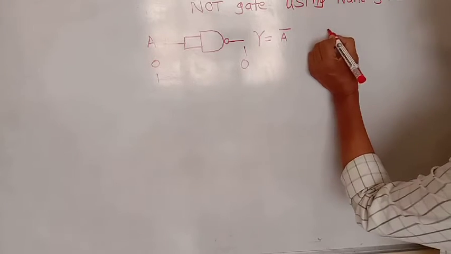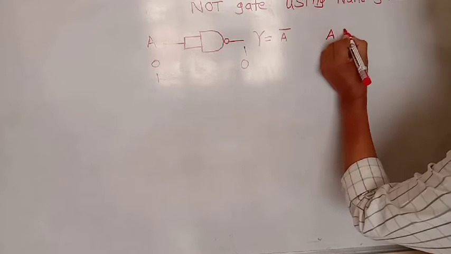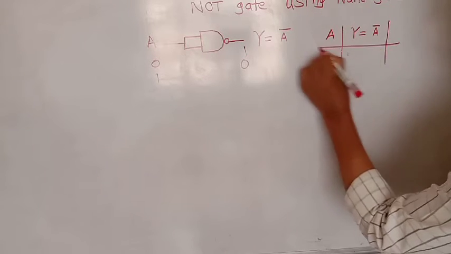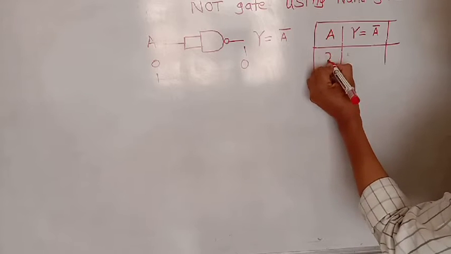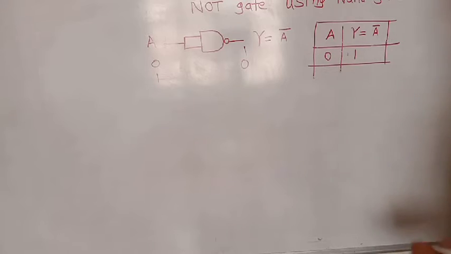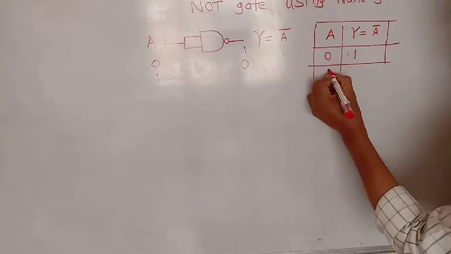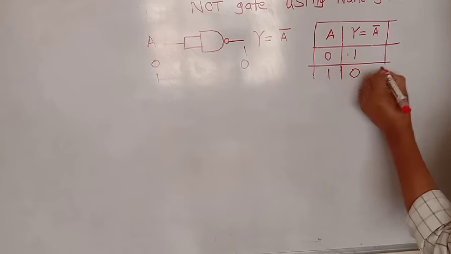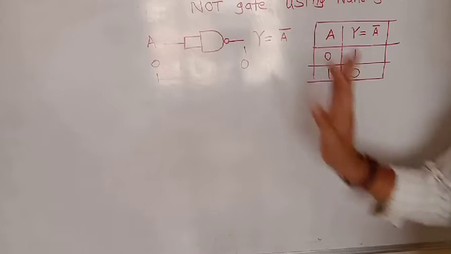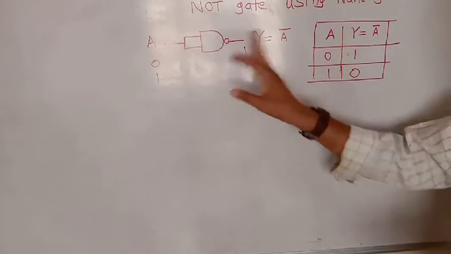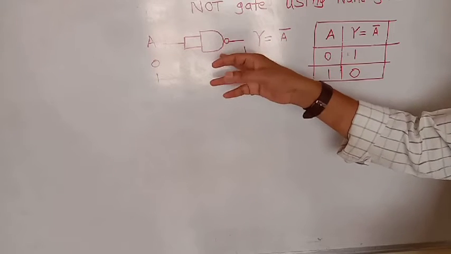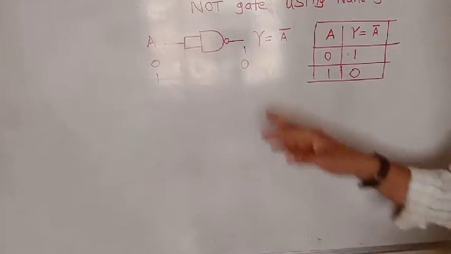See the truth table. If input is A and output is Y, then Y is equal to A bar. Now see, when A is equal to 0, then output Y is equal to 1. This is called a truth table. If input is 1, then output is 0. So this is the truth table of NOT gate. This is the logic diagram where, by using a NAND gate, the NOT gate is constructed.